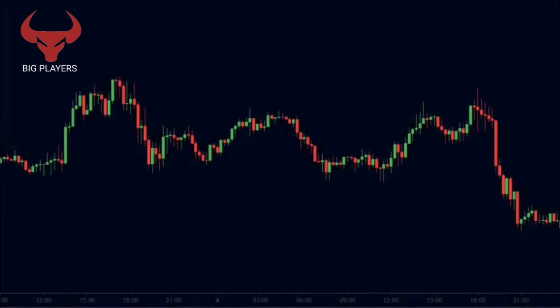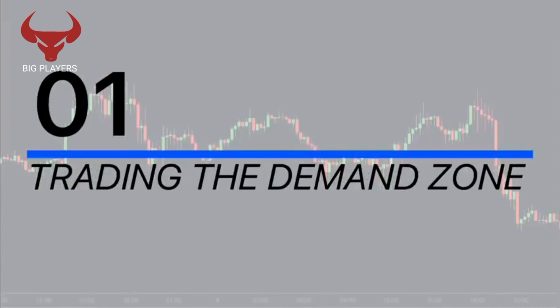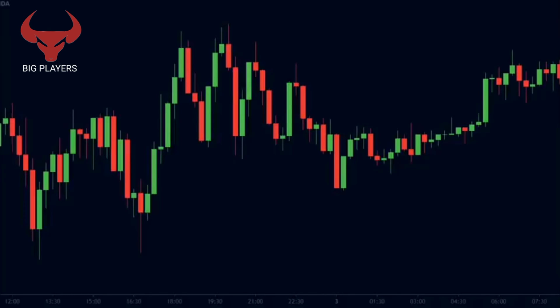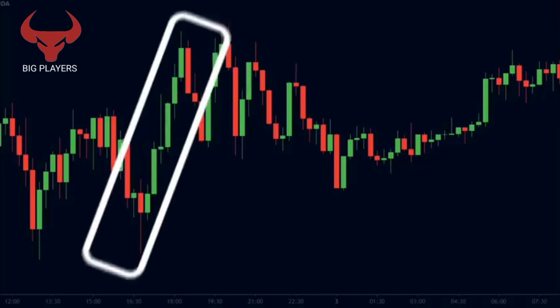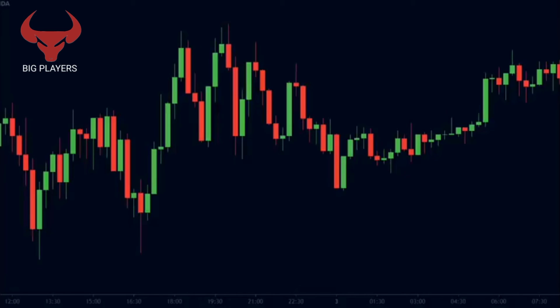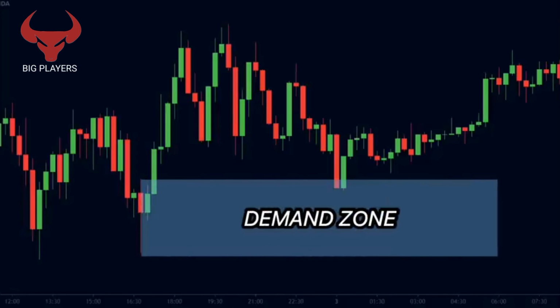So, we have learned how to identify the supply and demand zones. Now we shall learn how to trade them. Let's start by trading on a demand zone. Look at this chart. Here we can clearly see that the price made a strong and steep up move by creating these consecutive big green candles. Now we find the candle that started the up move. Here is the first candle that started the up move. So we mark the high and low of this candle. And the area between becomes our demand zone.